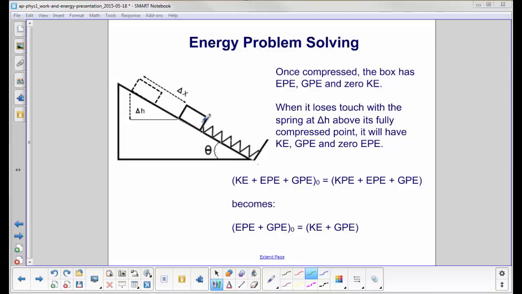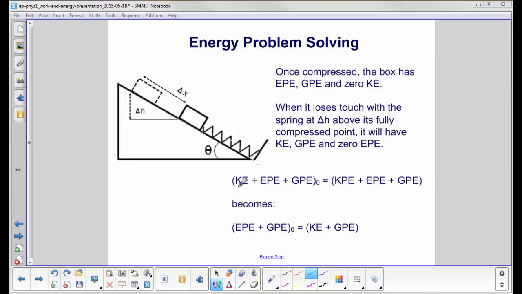After we let it go, it rises up to this point, and at this point the spring loses contact with it. This would be the equilibrium point of a mass spring system where we know the velocity is at a max, but it has no more elastic potential energy. So at this final point, it will have kinetic energy, it'll have a gravitational potential energy here, and it'll have zero elastic potential energy.